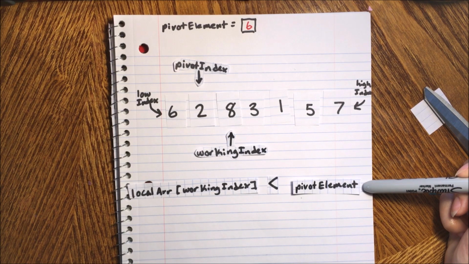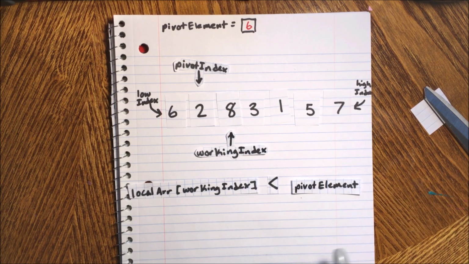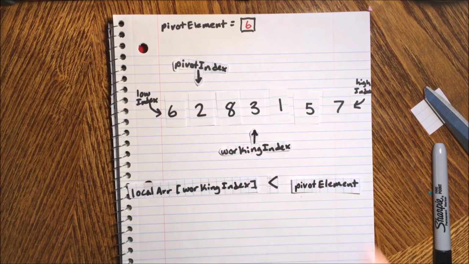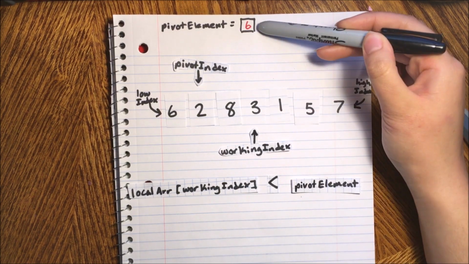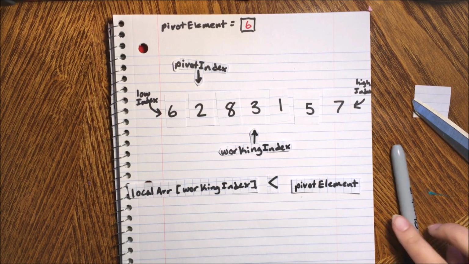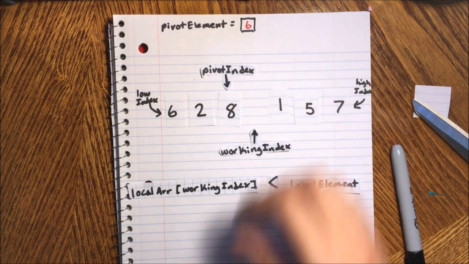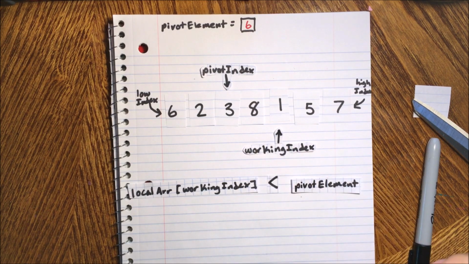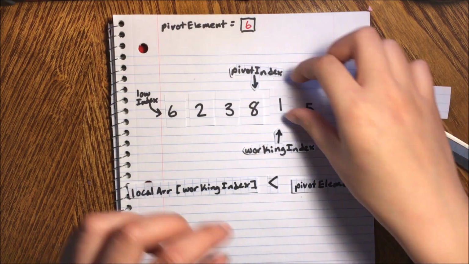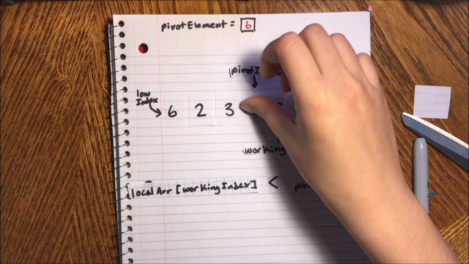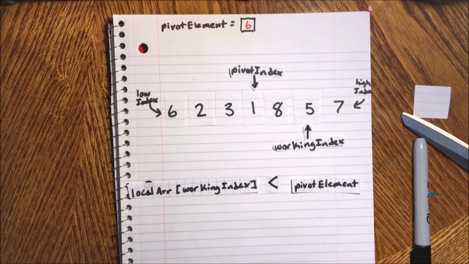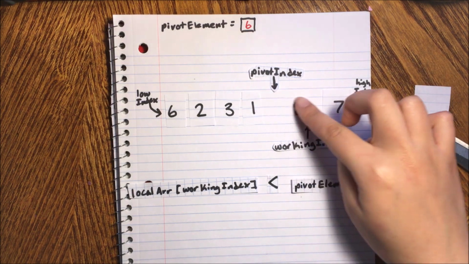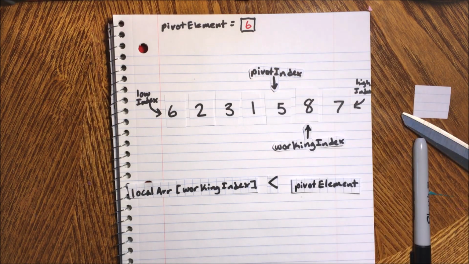The element at the working index is not less than the pivot element, so all we'll do is increment the working index. Here, the element at the working index is less than the pivot element, so we'll increment the pivot index and swap the values at the working index and the pivot index. Then we'll increase the working index. As we continue to apply this algorithm to the rest of the array, items smaller than the pivot element will shift left, while items bigger than the pivot element shift right. The whole time, our pivot element stays at the beginning of the array.